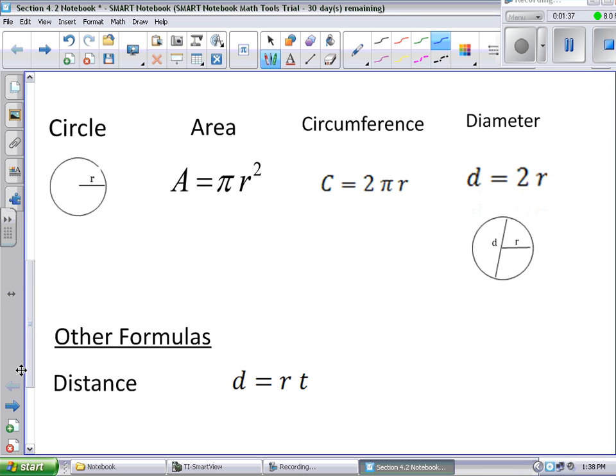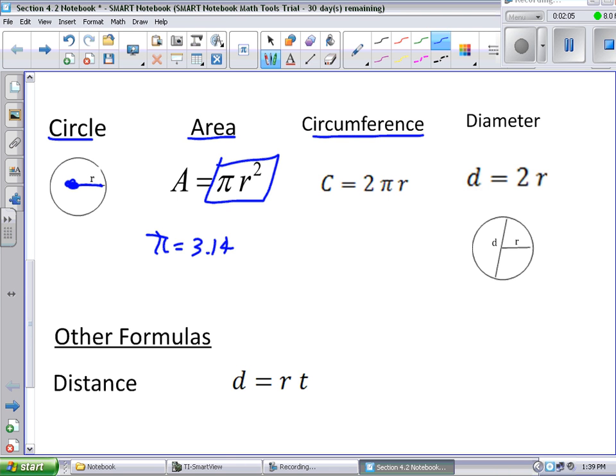Now in working with circles, circles have a radius that goes through the center of the circle. Let me make that look, that doesn't quite look like the center, but it's supposed to be. The formula for area is equal to pi times the radius squared. Now sometimes we'll use pi equal to 3.14 rounded off, and sometimes we just leave pi in the answer.